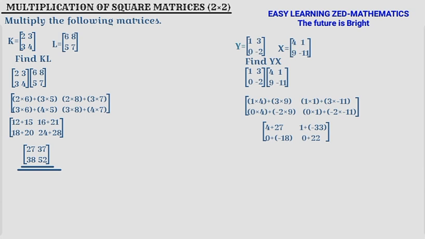Once I've done that, I'm going to do the actual addition, which is 4 plus 27 will give us 31. 1 plus -33 will give us -32. Then 0 plus negative 18 will give us negative 18. Then 0 plus 22 will give us 22, and that is the final matrix. So basically this is how you multiply matrices. I hope you got the same answer as the one I've got. I'll check in the comment section to see the kind of answers you got.